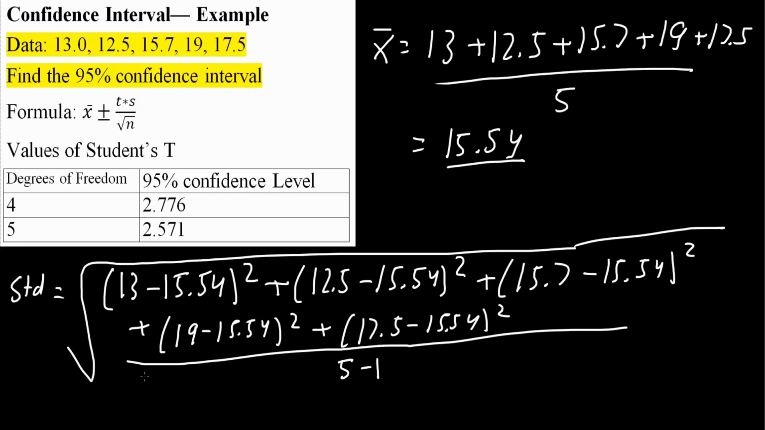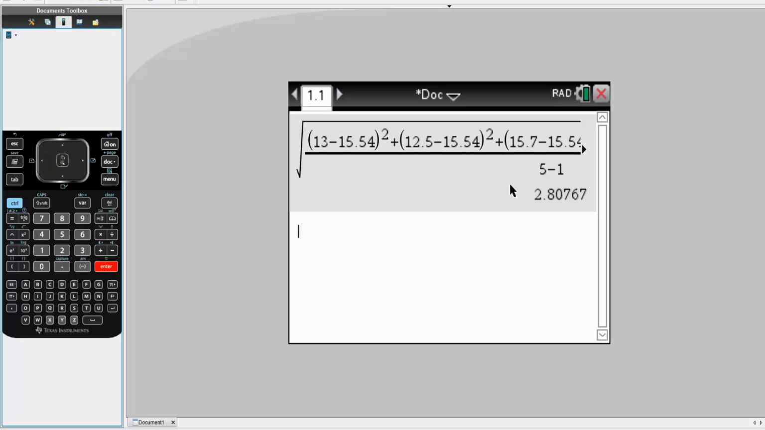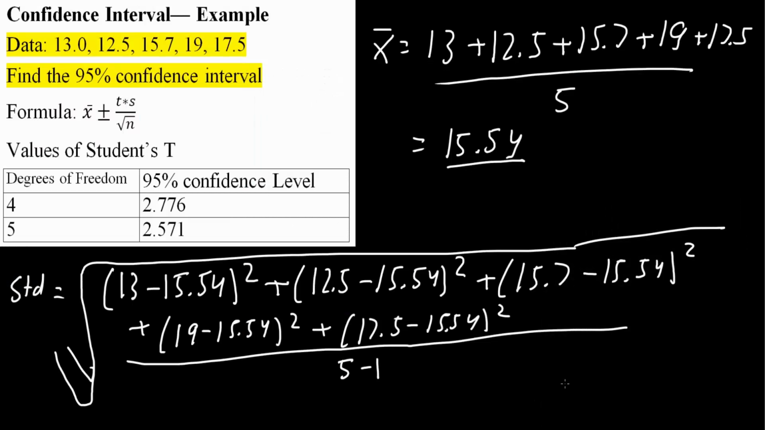So it's 4. And this square root applies to the 5 minus 1. And I'll show you what I mean. So it would look something like this, where the whole square root applies to the numbers we're adding up divided by 5 minus 1. And we would get 2.808. So this right here is equal to 2.808. This is our standard deviation. And so now we're almost there.